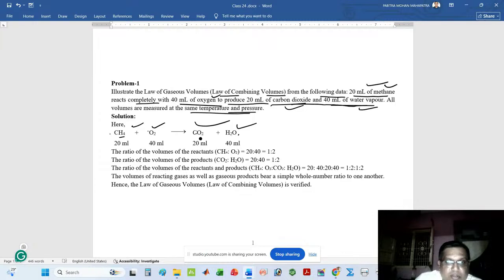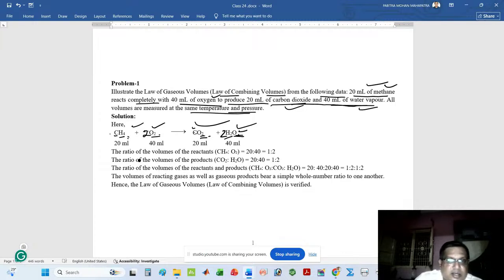Here two oxygen is present, here one oxygen is present. One carbon, here one carbon. Four hydrogen, here two hydrogen. Here multiply with two. That means you can write CH4 plus 2O2 gives CO2 plus 2H2O. Again check. Here one carbon, here one carbon, here four hydrogen, here four hydrogen, here four oxygen, here also four oxygen: two oxygen and two oxygen, four oxygen.